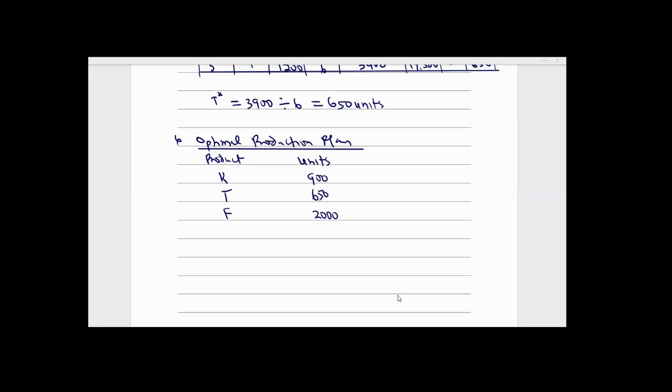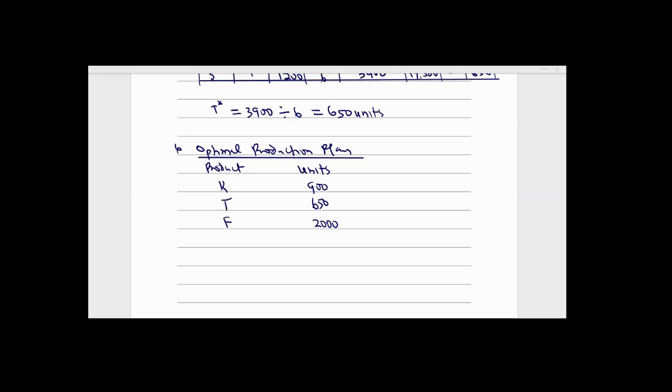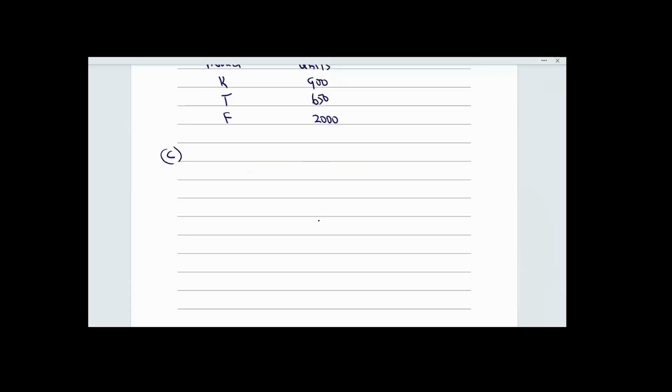Okay, so number C. The examiner is asking you to calculate the lowest value of the financial penalty that the major customer will need to insert in the contract to ensure that Kikelomo Limited meets the order in full in June. So let me just put it down so that it will be faster. Requirement number C, financial penalty. We want to determine financial penalty.